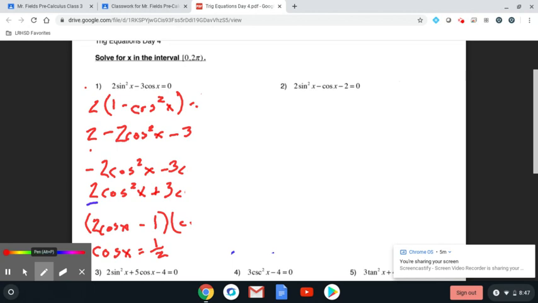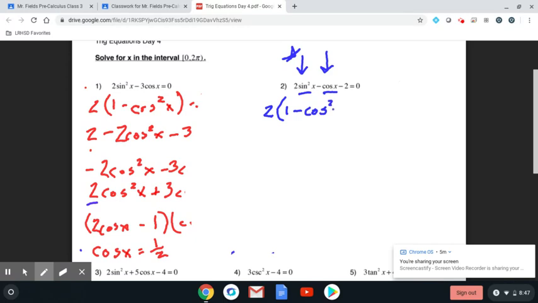Number two is really similar to number one, where you have two different trig functions going on. That tells you that you want to use your identity to plug in for one of them. Since I see this cosine is to the first and this sine is to the second, I'm going to want to plug in for that sine squared. So we're going to do the same thing we did on number one. That 2 is going to stay out in front. I'm going to use 1 minus cosine squared x to plug in for sine squared. We still have our minus cosine x, and in this case, we have a minus 2, and it's equal to 0.